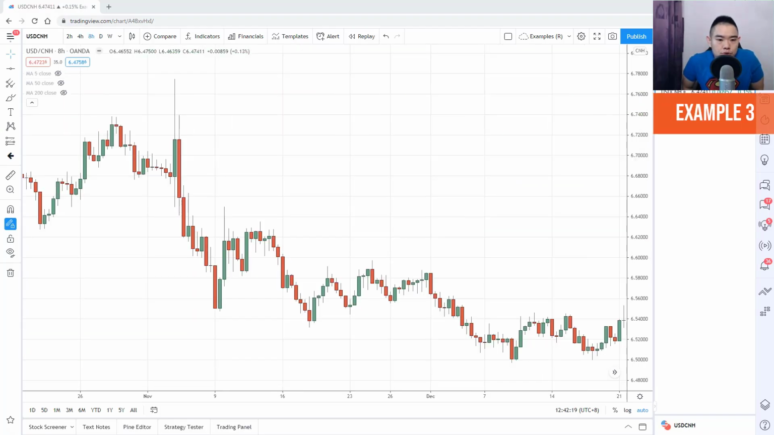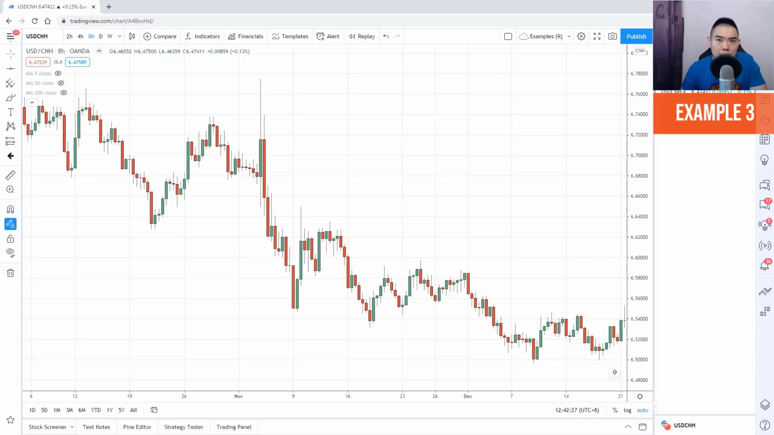Example 3. This time round, let's look at a downtrend, shall we? So we can see that you can make money in bull markets and even bear markets. In this case, you can see this market, the US dollar against the Chinese yuan. This one is on the 8-hour time frame. Let's apply the MAY formula and see how we can trade this market. So again, market structure: you can see this time around, it's in a downtrend.